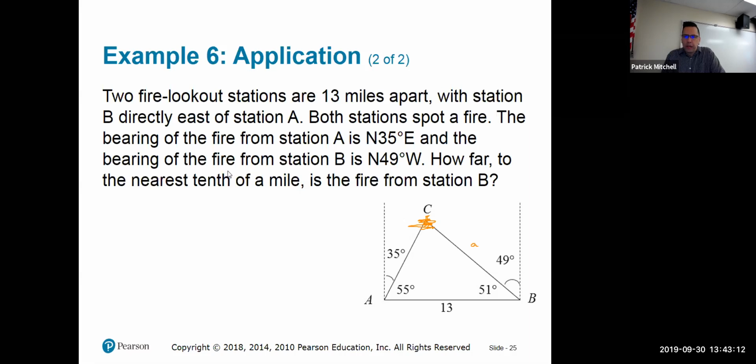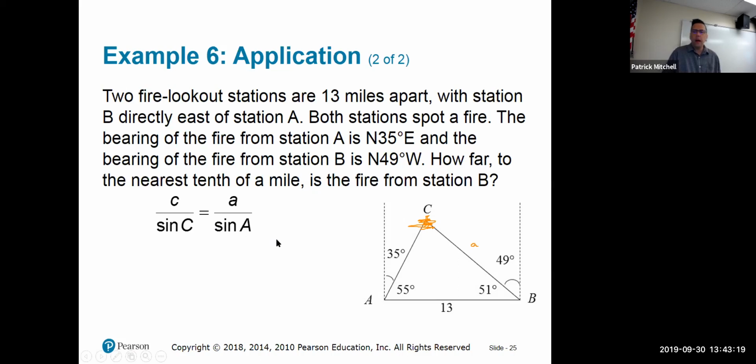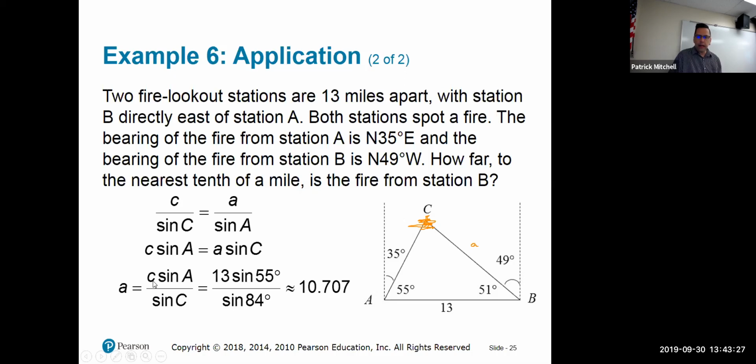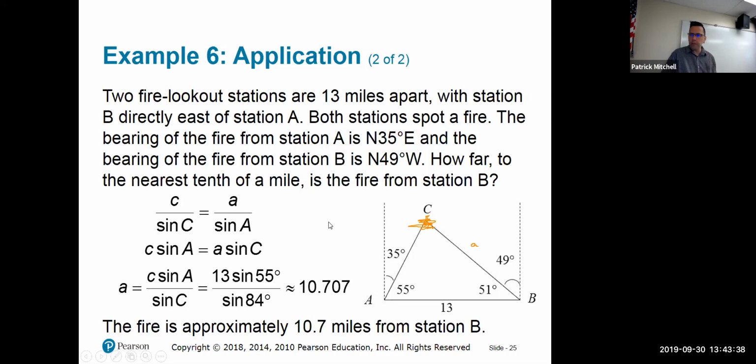So we have everything we need about ratio C, so we'll set that equal to ratio A. And we will cross multiply. And we will solve for little a. Little a is C sine A divided by sine C, which comes out to about 10.7. So this fire is about 10.7 miles from station B.